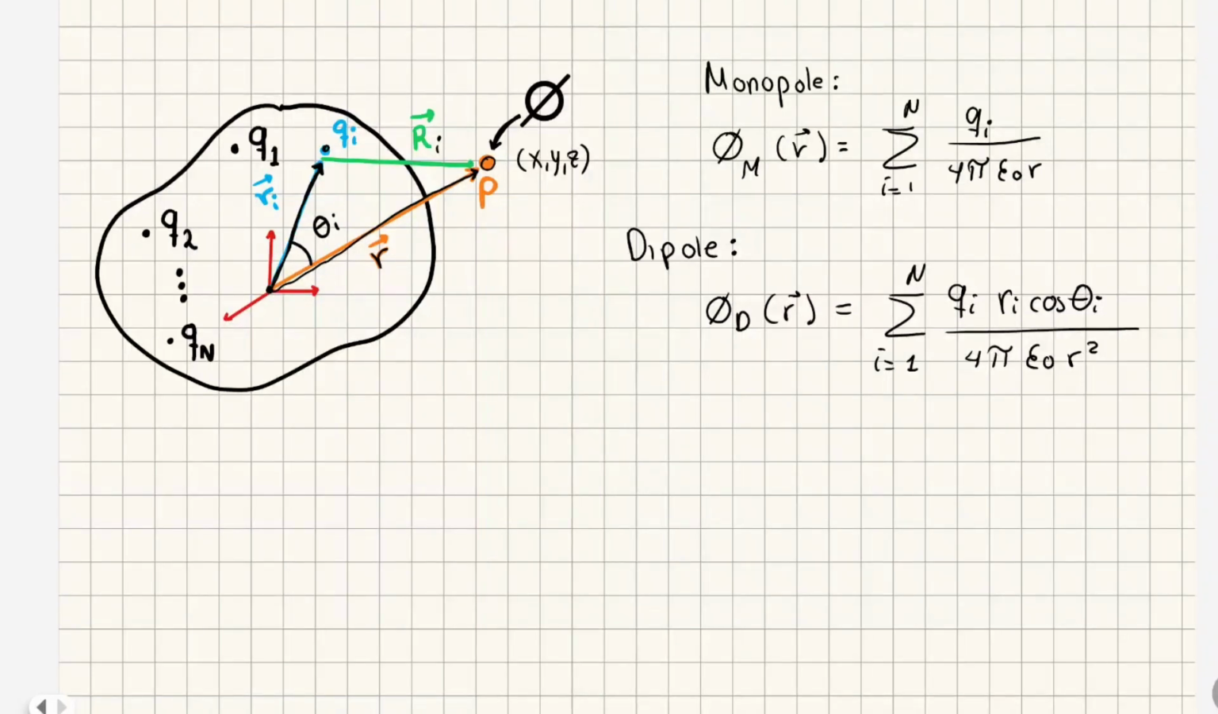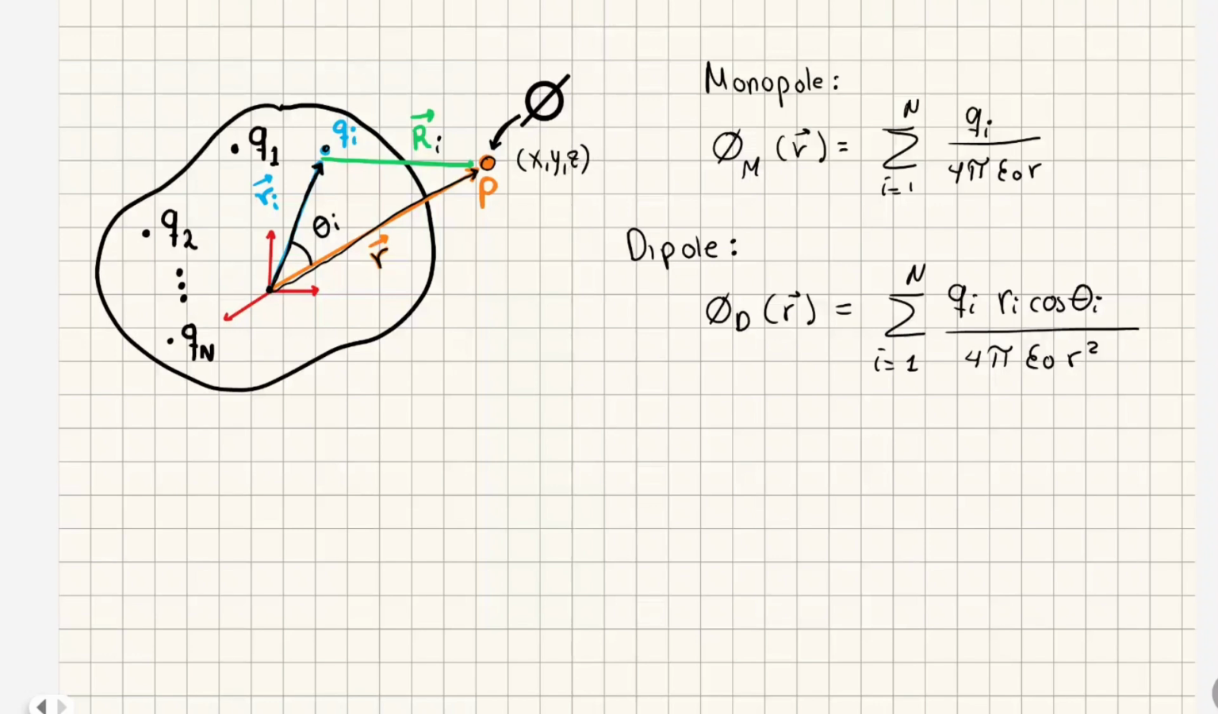Today we are going to continue with electric multipoles. In this case, we want to study a little bit further the concepts of the monopole moment and the dipole moment. In previous videos, we saw that we can find a definition for the electric potential measured on a point P, which is located with a vector r with coordinates x, y, z.